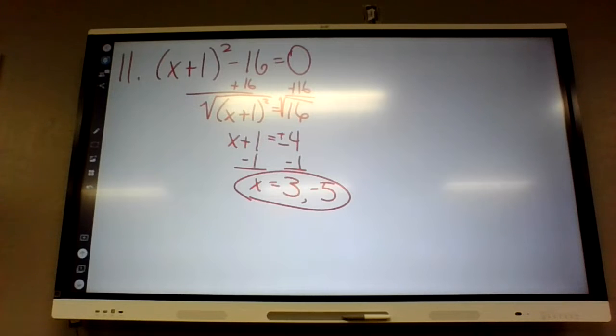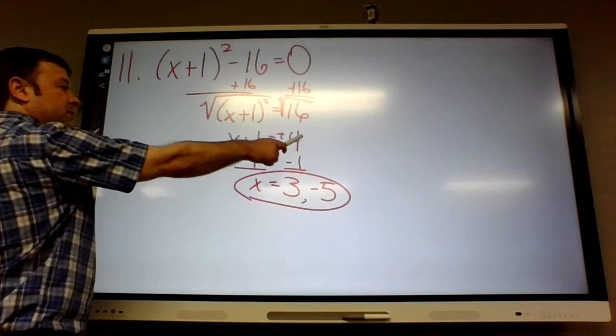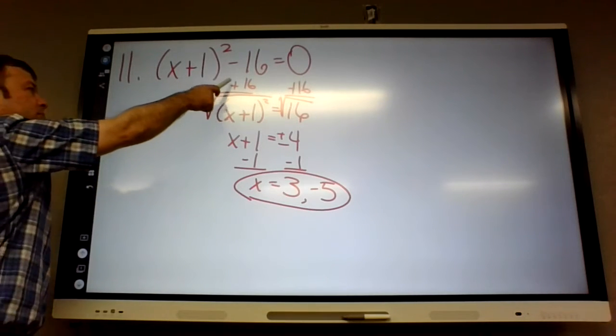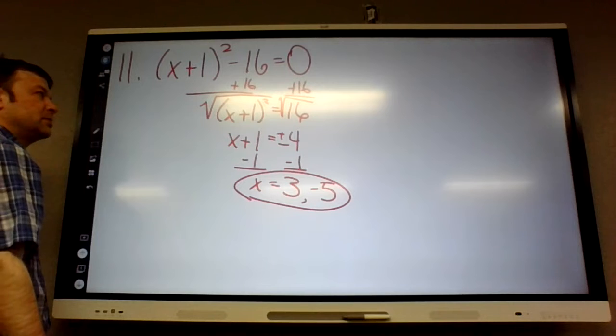Yeah, but why don't we do that in the normal square root? We already did the square root. Square root of 16 is 4. Where did you start? That's what I'm confused about. That's 16. Okay.